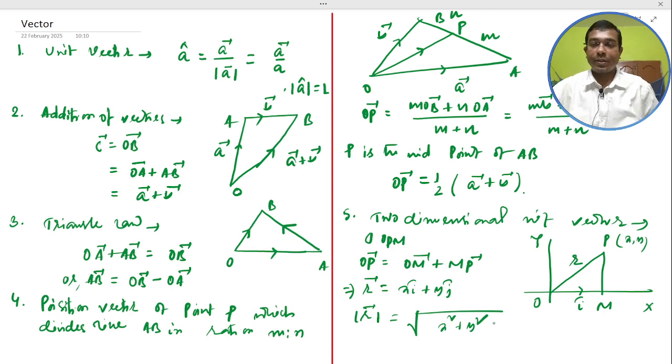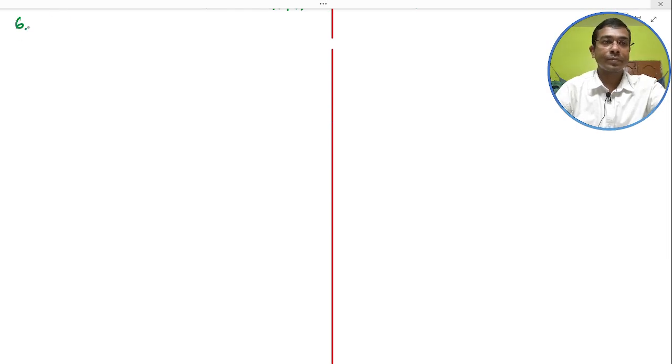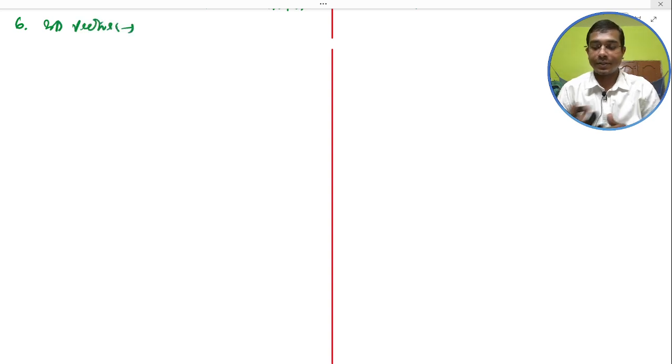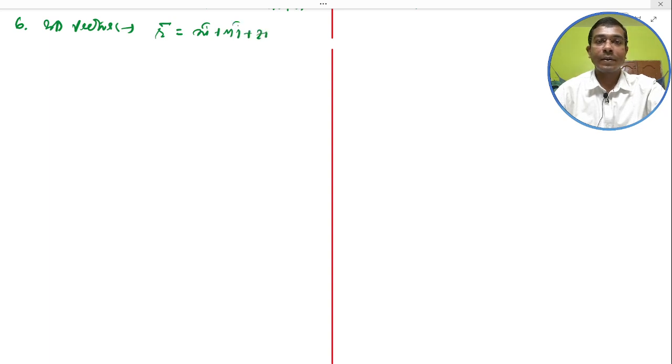Now, the three-dimensional vectors. Number 6. Three-dimensional vectors. That is, R is written in the form xi plus yj plus zk, where i, j, k are the unit vectors along the x, y and z axes.